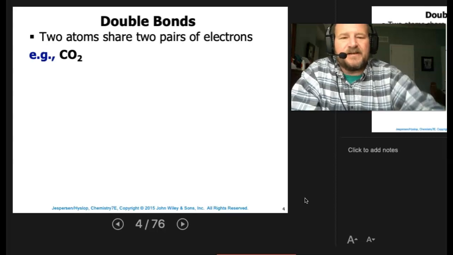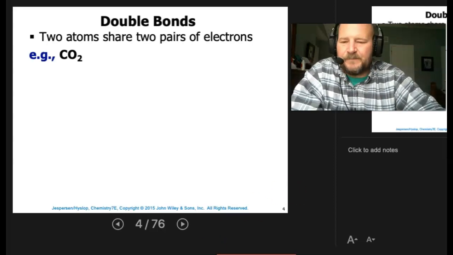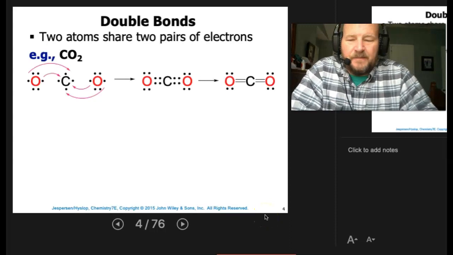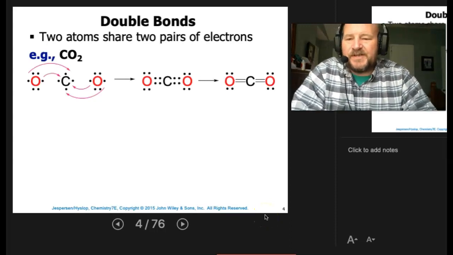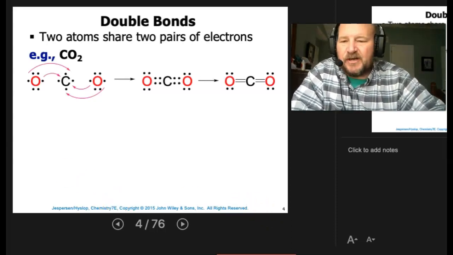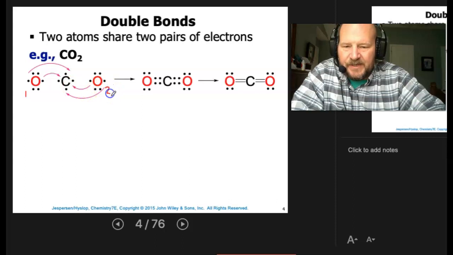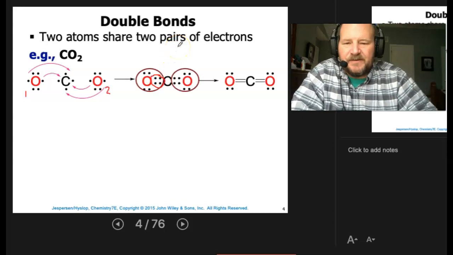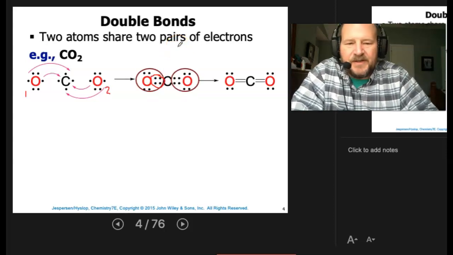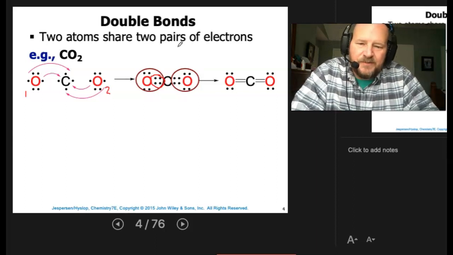For instance, let's take a look at CO2. Here we can see the carbon in the middle. It's got four single electrons. It's going to share two electrons with what we'll call oxygen number one, and it's going to share two electrons with oxygen number two. So you can see now we have four electrons in the middle. Those four electrons are being shared with that oxygen, the second set of four electrons being shared with the second oxygen.